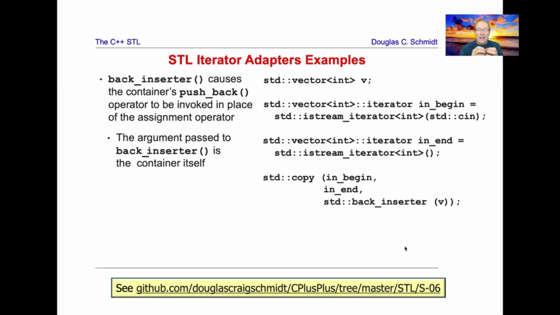But under the hood, that iterator adapter is going to call the appropriate method on the underlying container in order to add the element in the right place. So, of course, a back inserter will call push_back. A front inserter will call push_front. An inserter will call insert, and so on and so forth. And so you get a chance to see how all these different mechanisms work.